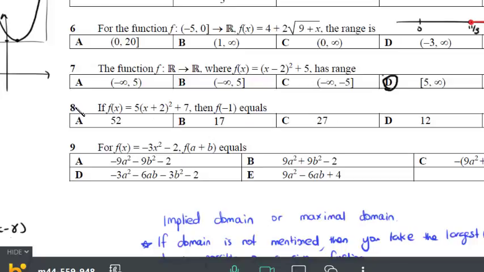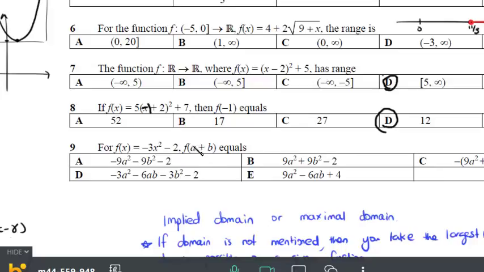Question 8. F of x is equal to this. So this is still a parabola. As you can see, the parabola has moved to the left by 2, dilated by 5, so it's a bit taller, and then it's moved up by 7. In this case, we just have to find f of -1, so we just plug in -1 right in here. So -1 plus 2 is 1. 1 squared is 1. So just 5 times 1, which is 5. 5 plus 7 is 12. So that's just a baby question.